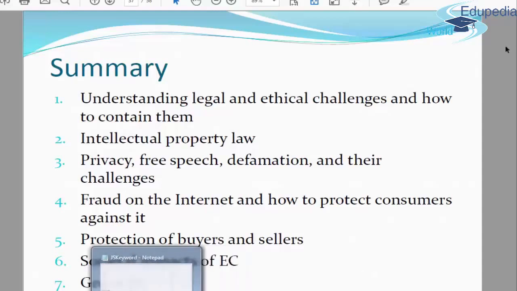Protection of buyers and sellers. How you can protect buyers and sellers. Societal impacts of electronic commerce, if any, in your region. And green electronic commerce, how you can implement it as far as Scrumptious Indulgence is concerned.